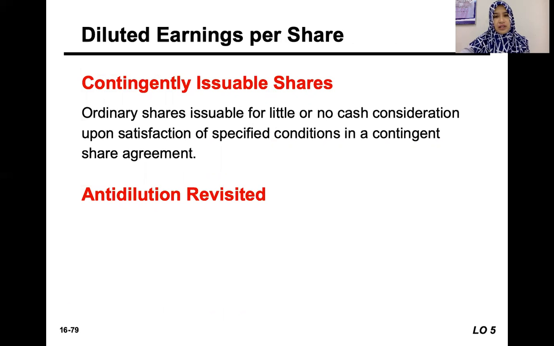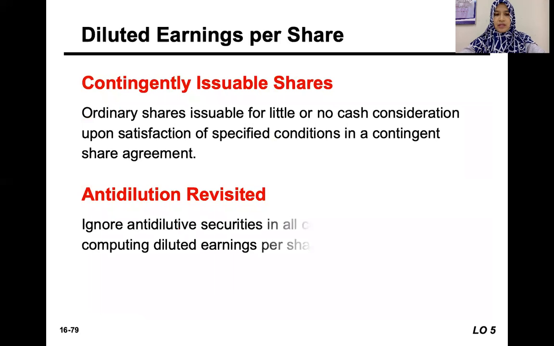Okay, another issue for diluted EPS is contingently issuable shares: ordinary shares issuable for little or no cash consideration upon satisfaction of specified conditions in a contingent share agreement. When we say contingent, it has not happened yet, but it can result in a future transaction. But it needs to be disclosed. And then anti-dilutive.